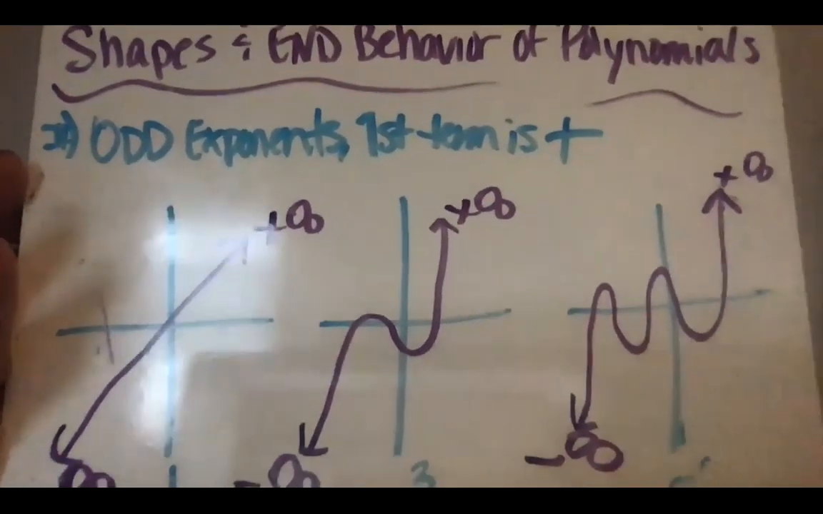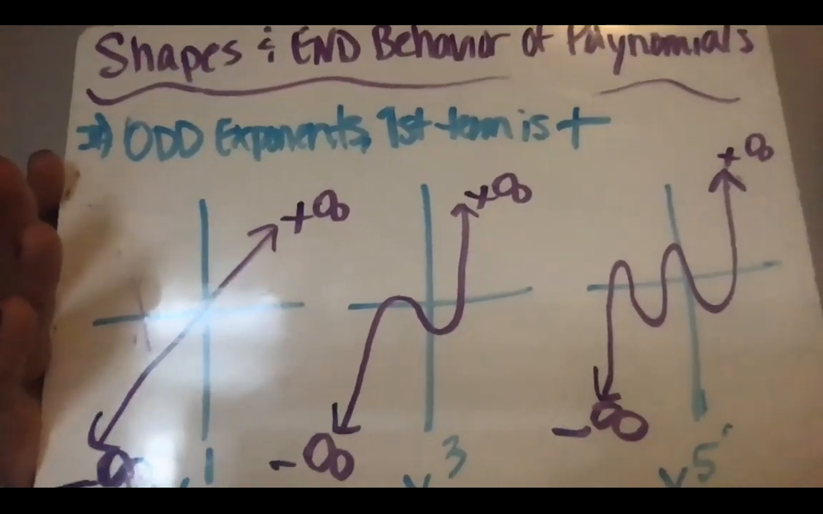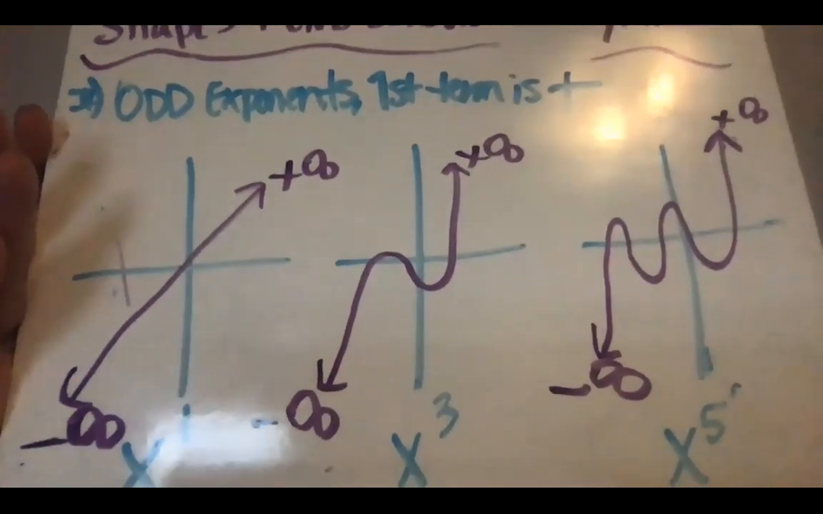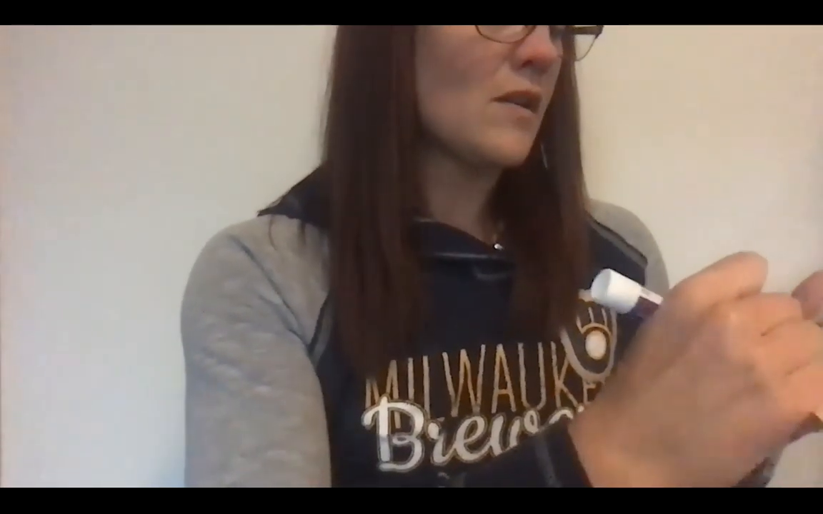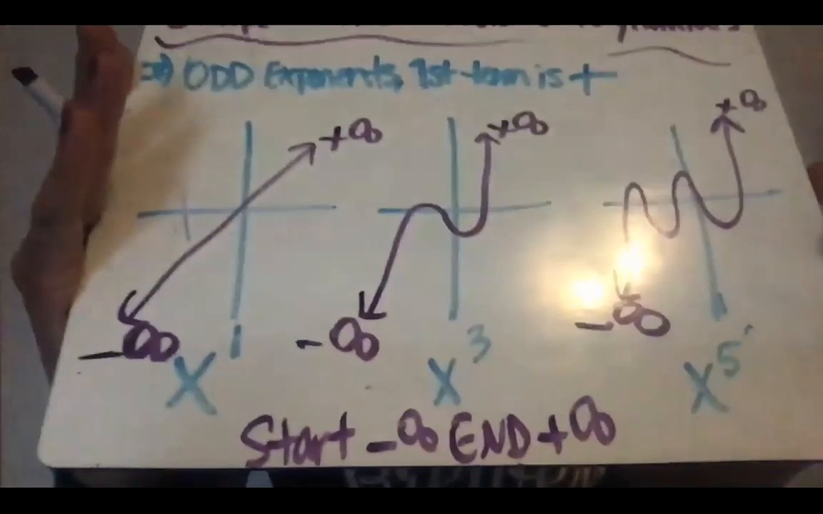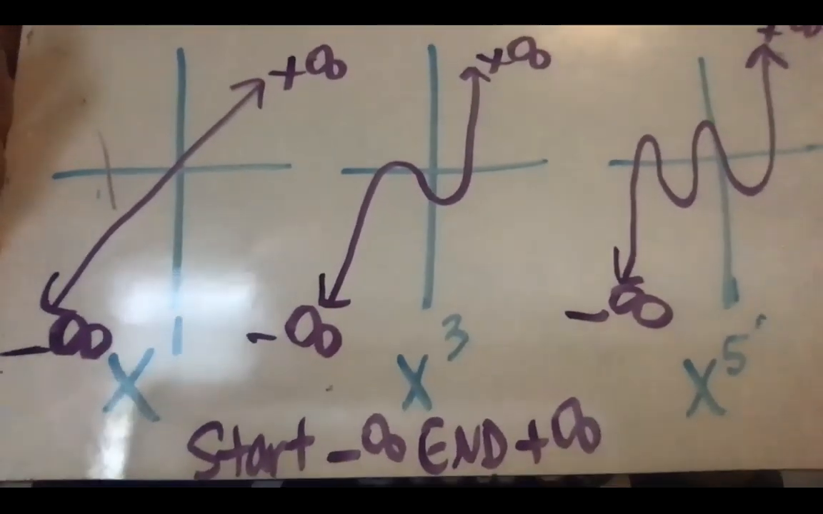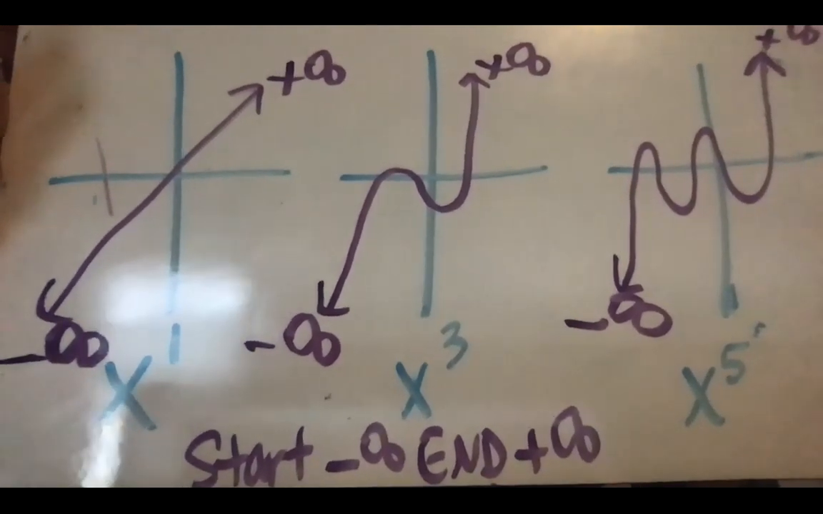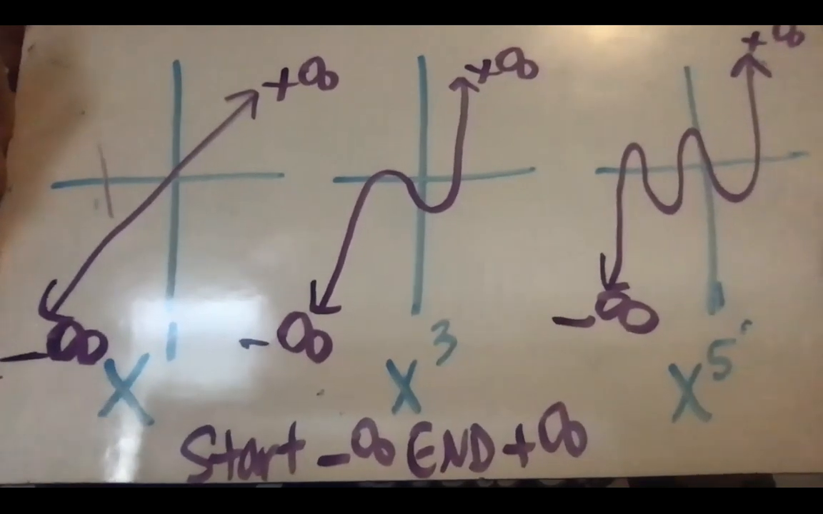So what we're doing here is we're coming up with basic rules for different types of exponents and based on their first term. Okay, so the rule we want to write at the bottom here is, for these odd exponents, we start at negative infinity, but we end at positive infinity. So down there in the purple is the rule for this family. Again, this family are odd exponents that have a positive leading coefficient or a positive first term.